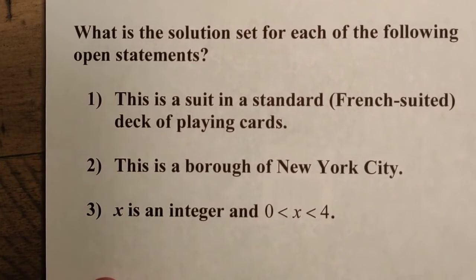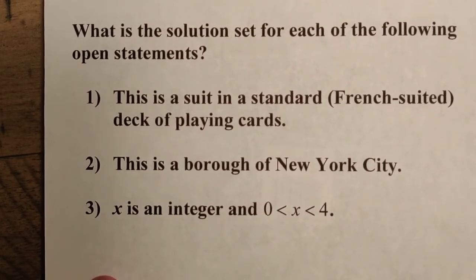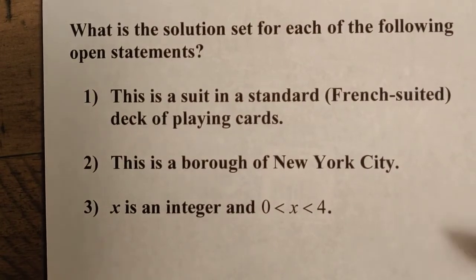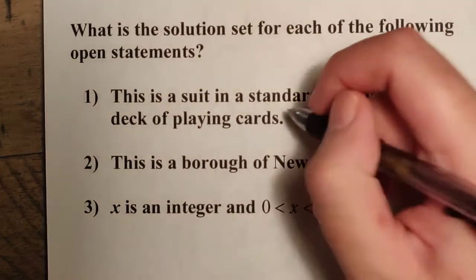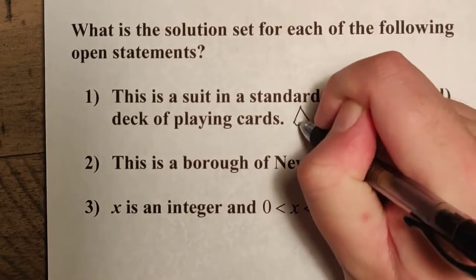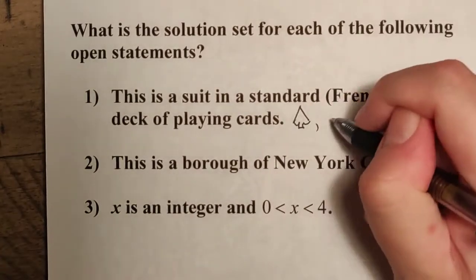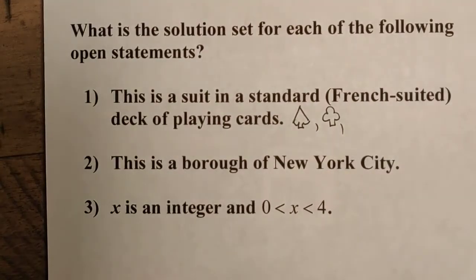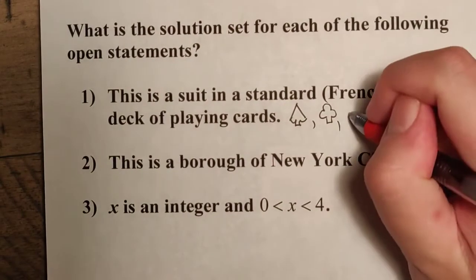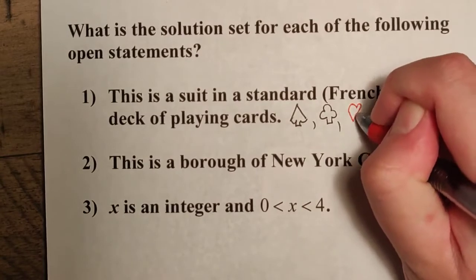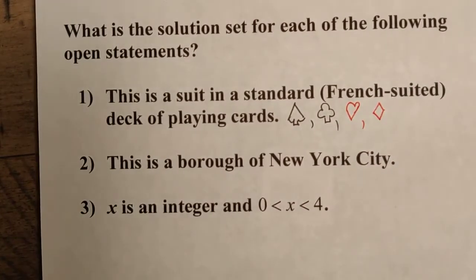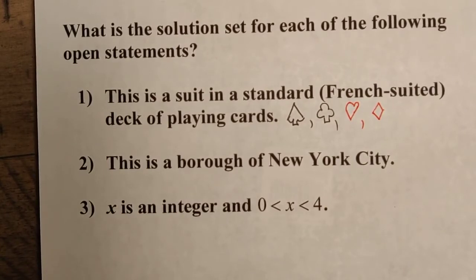Alright, so in the first situation, if it's a suit in a standard deck of playing cards, now, French suited, I'll explain that later on, you'll note that there are only 4 suits, there are 4 types. You have your spades, you have your clubs, which kind of look like this, I'm really awful at drawing them, those are your black suits, and then you also have your red suits, the hearts, and the diamonds. Those are the 4 suits, and these are the 4 objects that belong to the solution set.